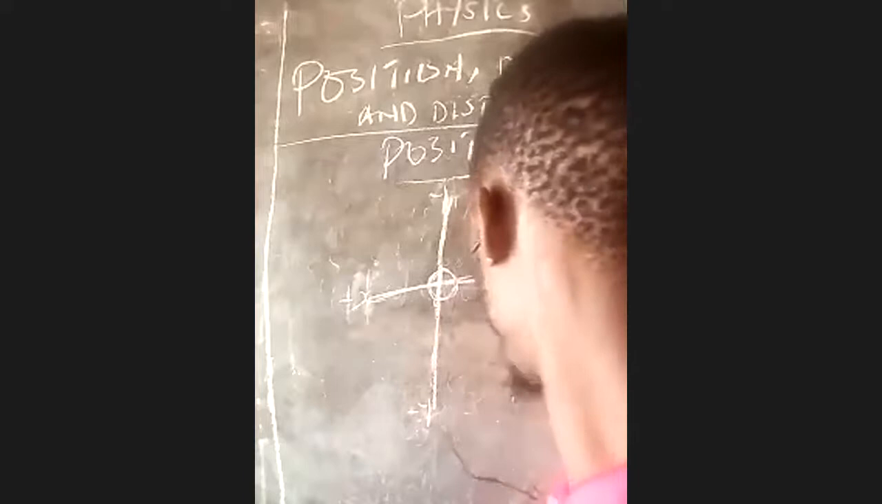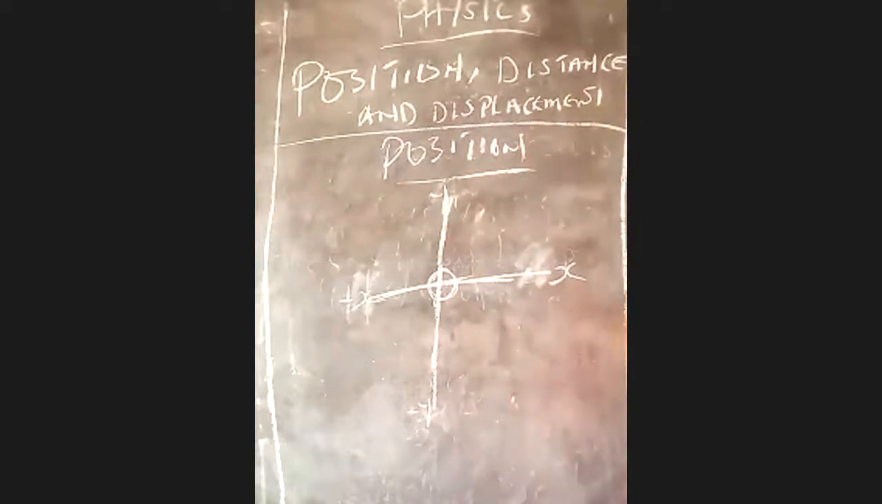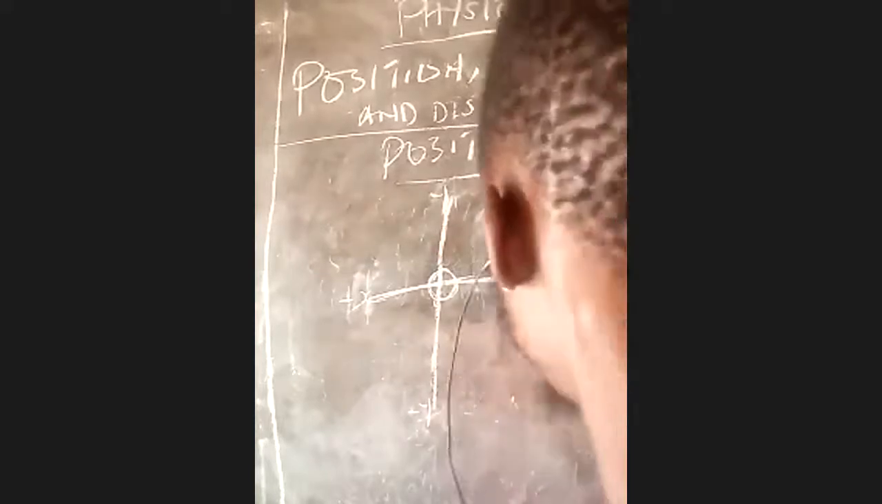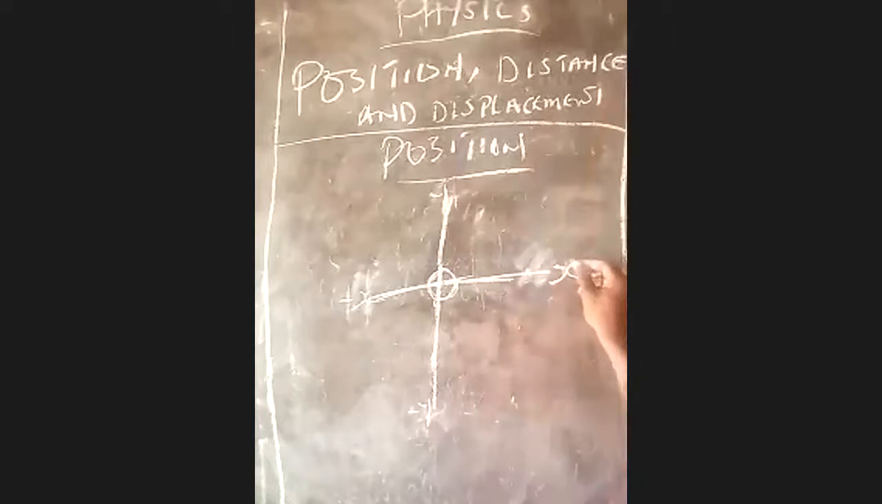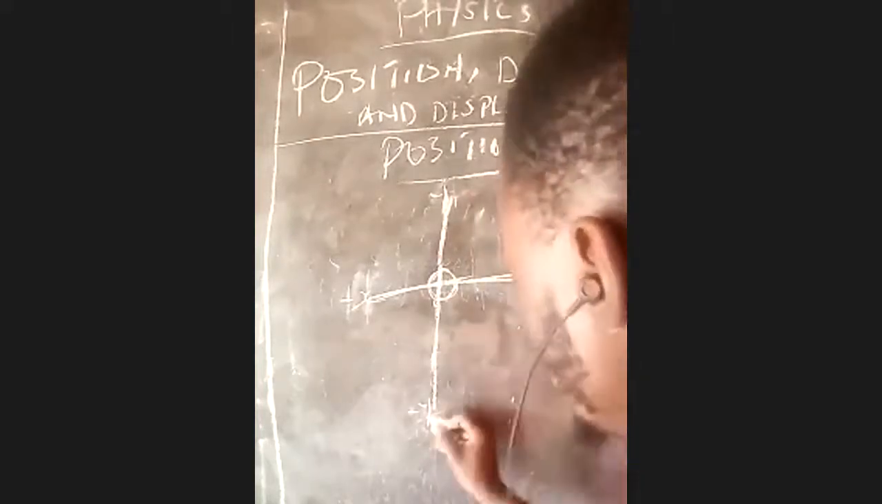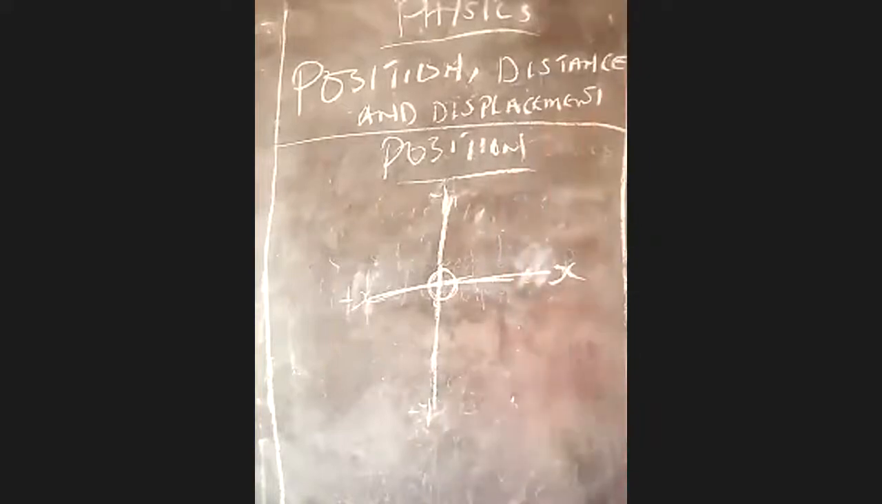Now, this side, they are positive. Points below 0 are negative. That is why the points beside the S on the right-hand side of 0 are positive. The points below Y, which is minus Y, are negative.